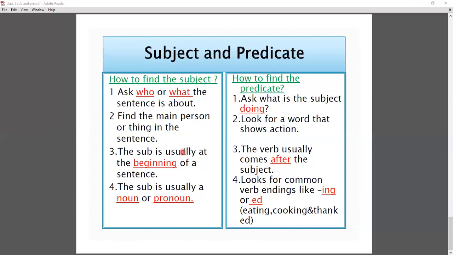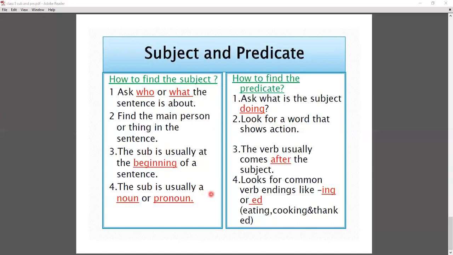Third, the subject is usually at the beginning of a sentence. आपने notice किया होगा subject generally कब आता है, कब शुरू होता है. जब भी हमारा sentence शुरू होता है तो subject usually sentence के first में आता है. I am giving you a simple example. Monkey ate a banana. What will you do first? We select the verb, ate. So now we ask this question: who ate the banana? So that's why the monkey is the subject and ate a banana is the predicate here. So the subject is usually at the beginning of a sentence.